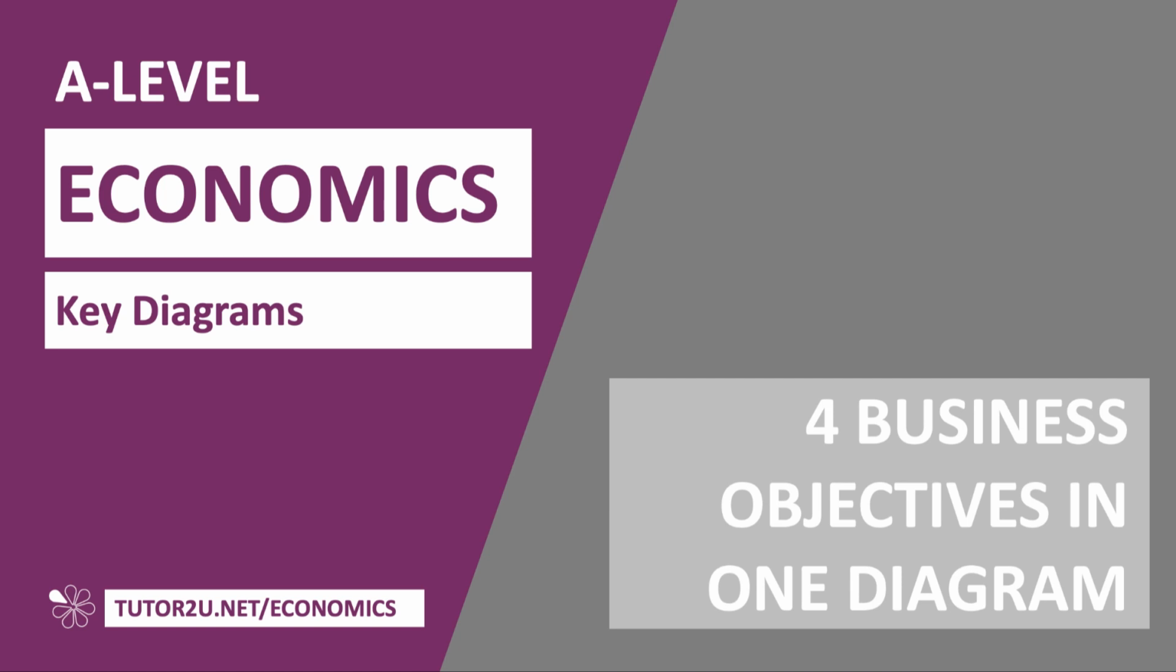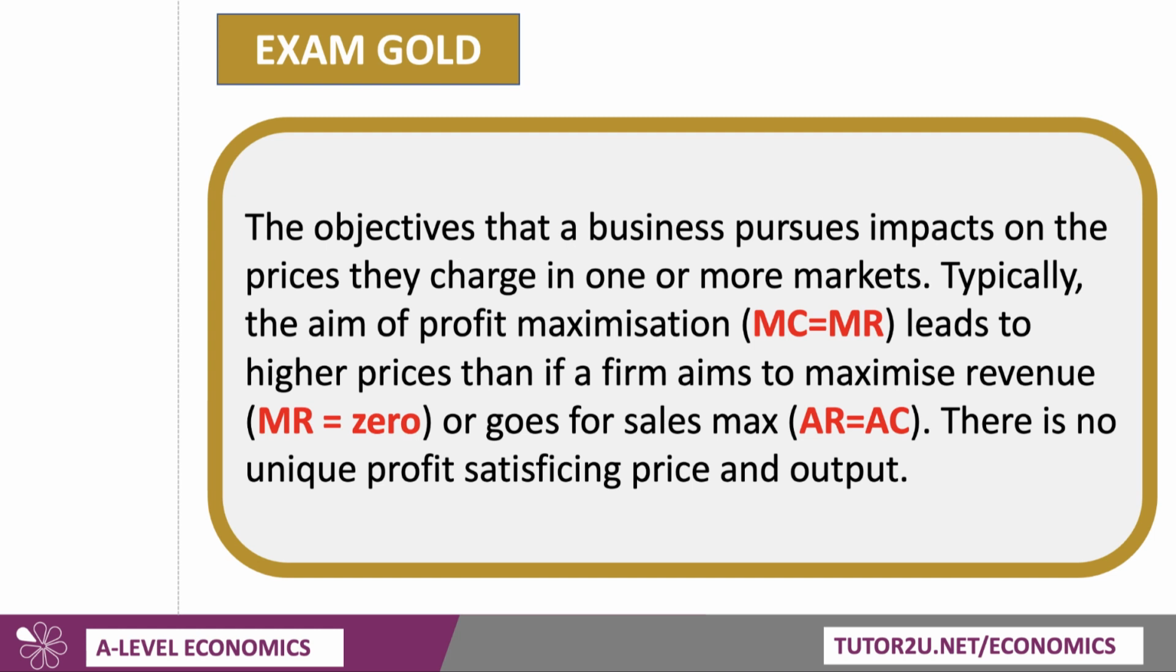We're focusing on micro at the moment, and here's one really interesting diagram where you can show 4 different business objectives in one diagram. So the objectives that a business pursues, the aims of a business, impacts on the prices they charge for consumers in one or more markets.